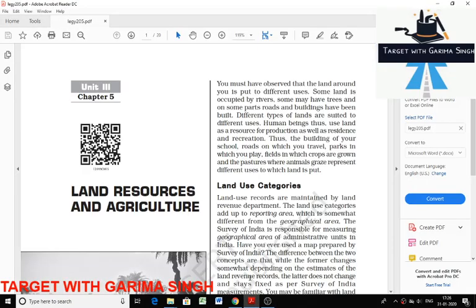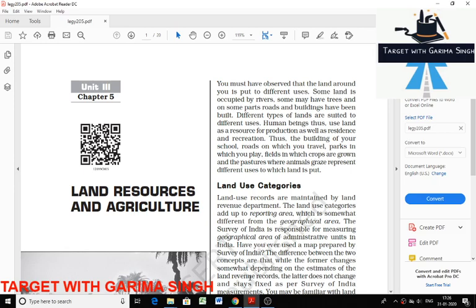Today we will discuss Chapter 5. I'm discussing the second book, that is India, People and Economy. Its fifth chapter is Land, Resource and Agriculture. So here we will discuss land use categories, different types of crops and the cropping seasons, what crops should be grown in that period.